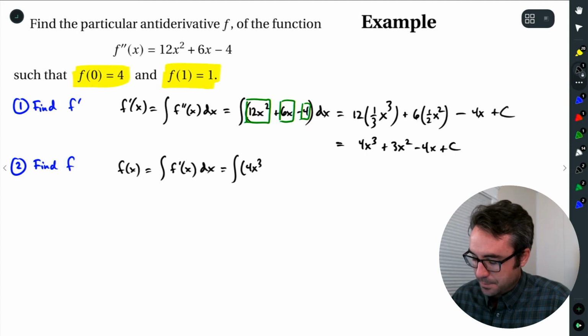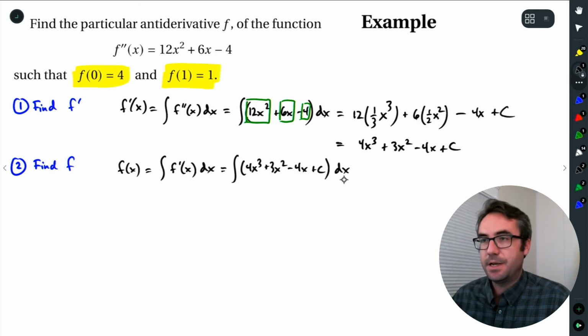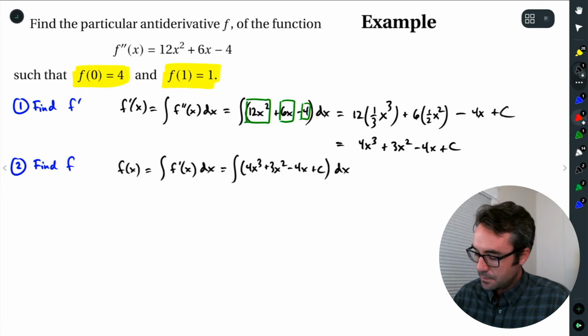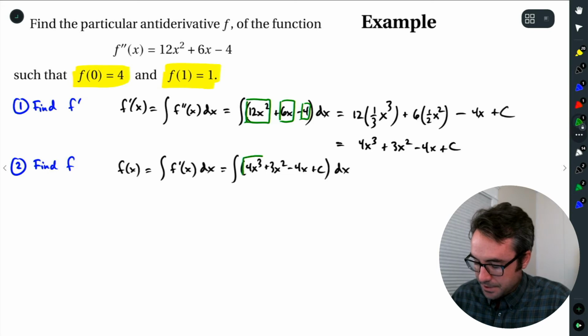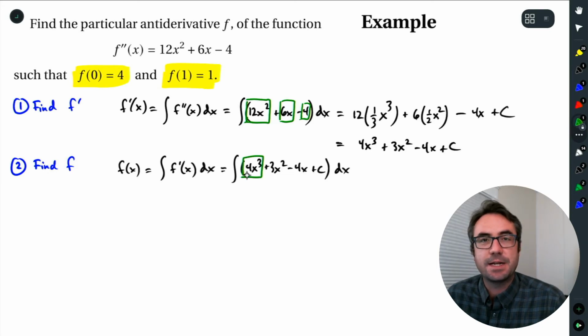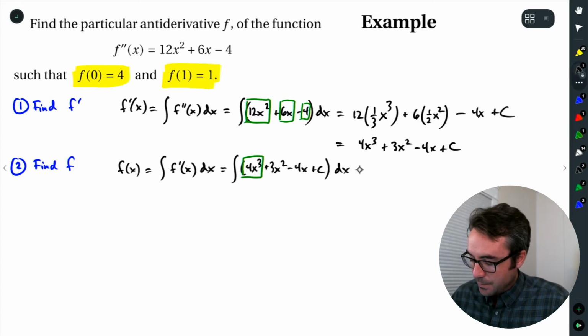4x cubed plus 3x squared minus 4x plus c. That's the function we're going to integrate. So now there's 4 terms here that we need to deal with. All right, so let's start with our first term, 4x cubed. When we integrate this, the 4 is a constant multiple. We do the power rule on x cubed, and when we do that, we get x to the power 4.